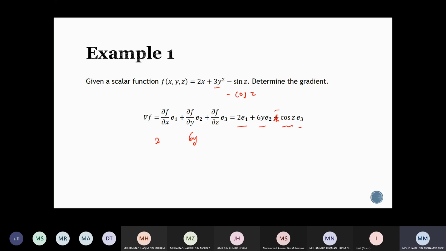So just remember the formula. For e1, you differentiate with respect to x, e2 with respect to y, e3 with respect to z, or x1, x2, x3. Sometimes in exam questions I use x1, x2, x3, sometimes x, y, z. It's the same thing.